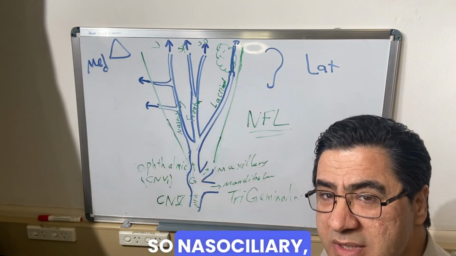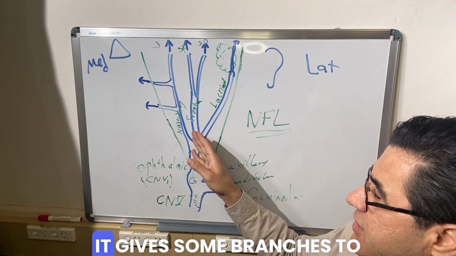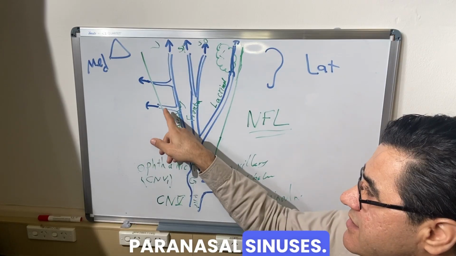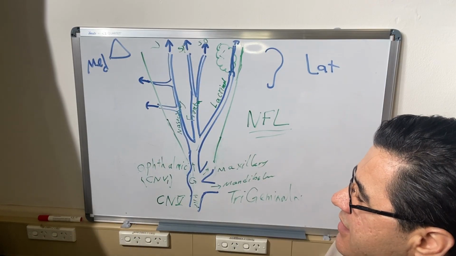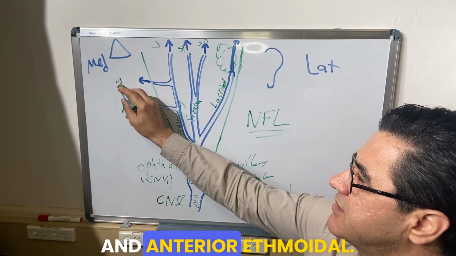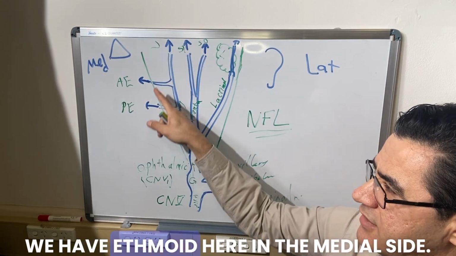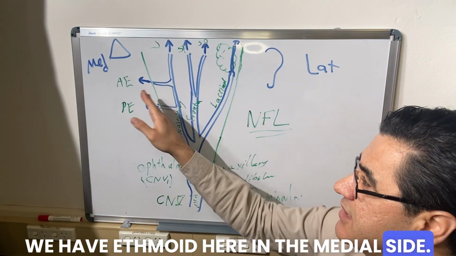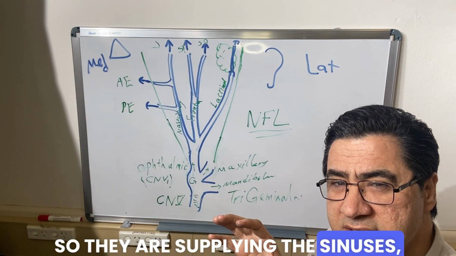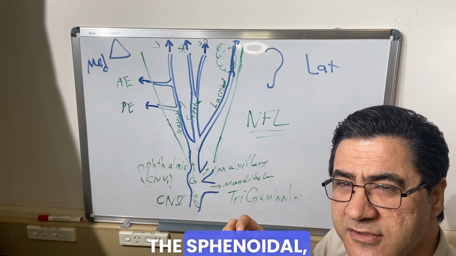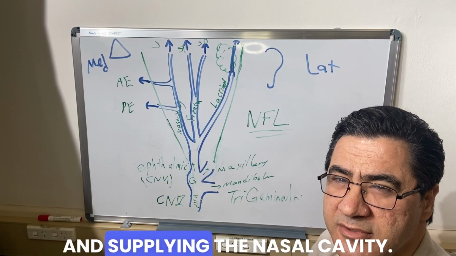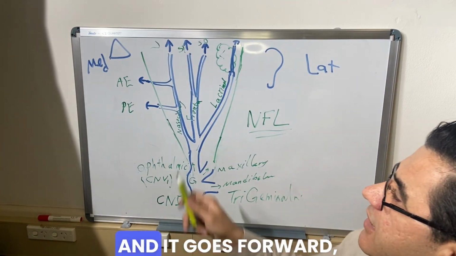What about the nasociliary? As I mentioned before, it gives some branches to the nasal cavity and paranasal sinuses. Here we have 2 branches. They are called the posterior ethmoidal and anterior ethmoidal. You know we have ethmoid here on the medial side, and we have ethmoidal sinuses. So they are supplying the paranasal sinuses like ethmoidal, sphenoidal, frontal, and it gets into the nasal cavity and supplies the nasal cavity.